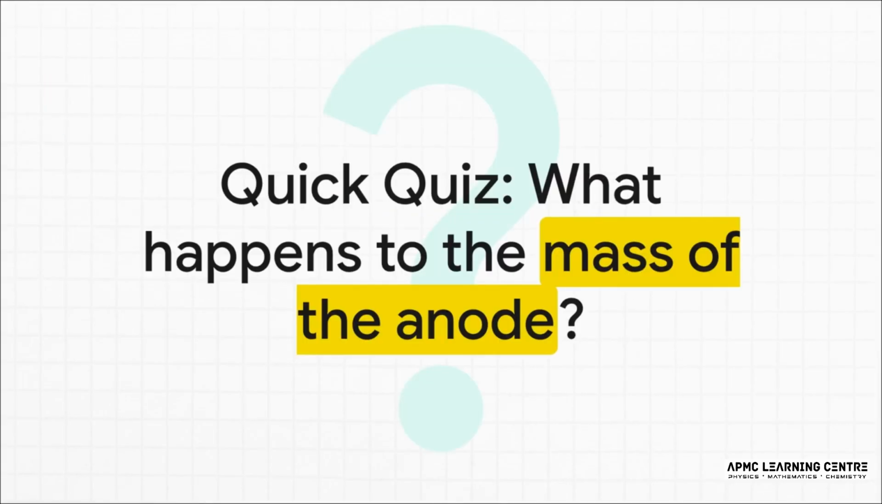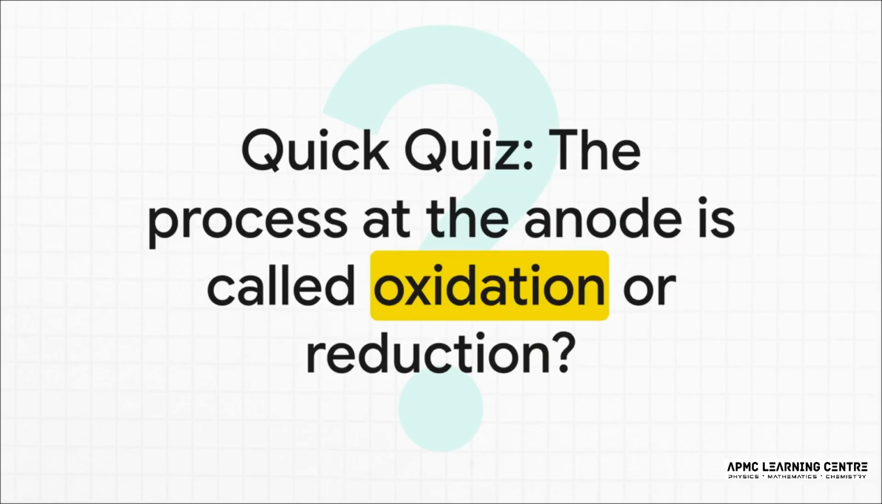Okay, quick pop quiz. Let's see who is paying attention. Thinking back to our marketplace, what happens to the mass of the anode, the seller's stall? That's right, it decreases. It has to, right? Because it's constantly selling its atoms into the solution. And what about the name of that process, the one happening at the anode, where Chip loses his electrons?